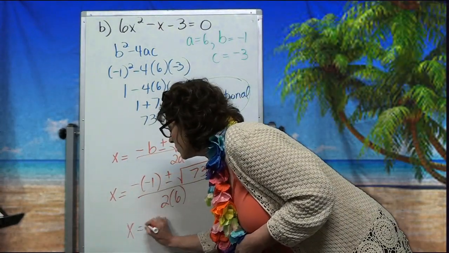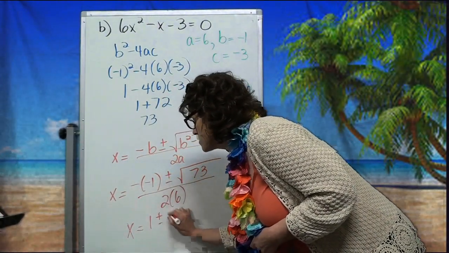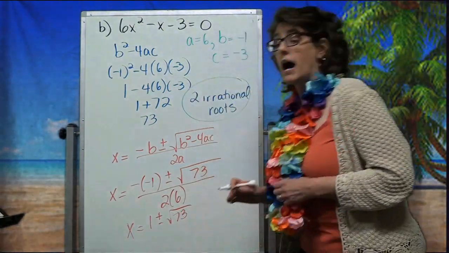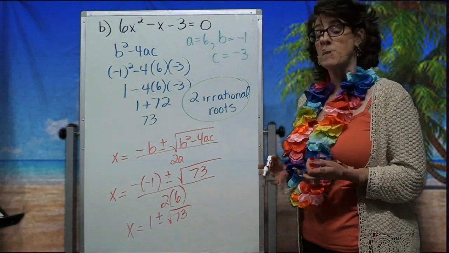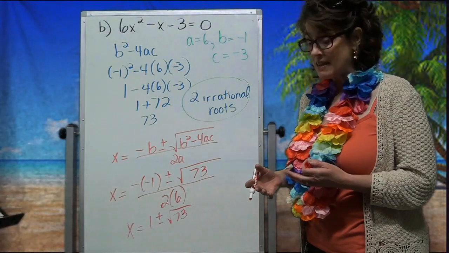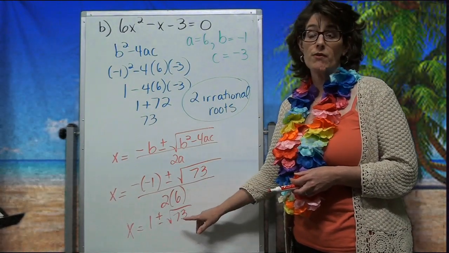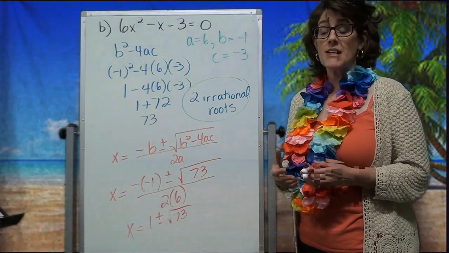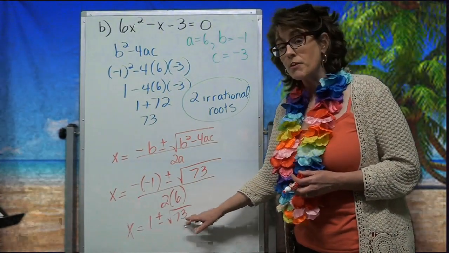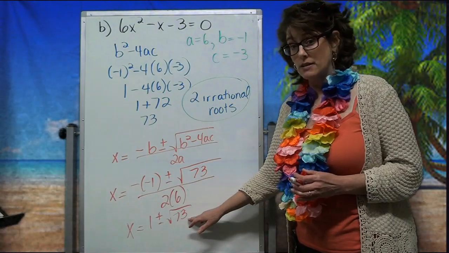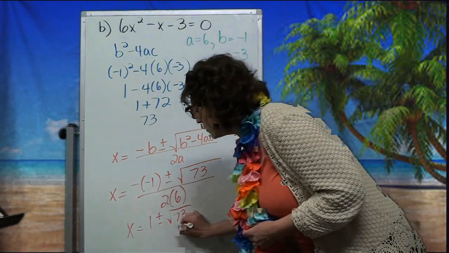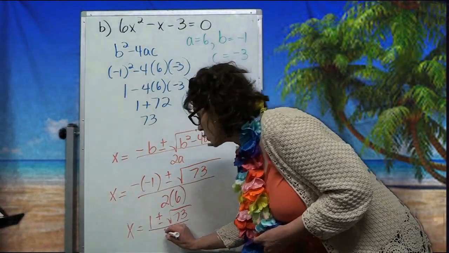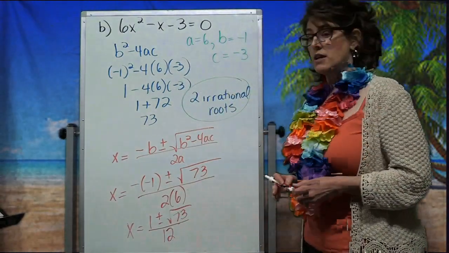So I've got x equals 1 plus or minus the square root of 73, and I don't know the square root of 73. I'm going to simplify the radical if I can, but that radical won't simplify. 73 is prime. It only breaks up as 73 and 1, so that doesn't help at all. If you can simplify the radical, definitely do that, but this won't. And then underneath in the denominator, 6 times 2 is 12, so there it is.